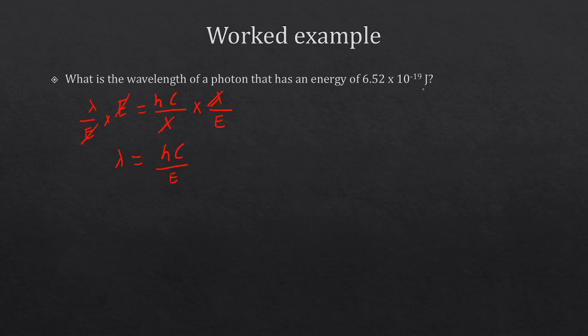Now, this is in units of joules. Planck's constant is in joules. So I'm good on units there. And those are the ones that are going to have to cancel. So we're okay already. We don't have to worry about changing any units over. So I plug these numbers in.